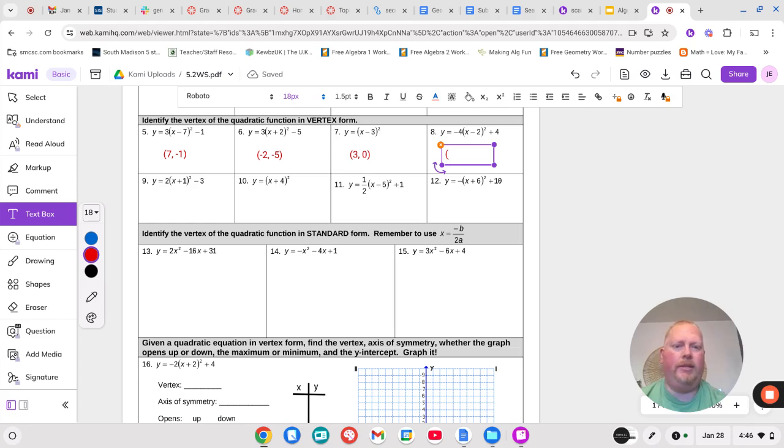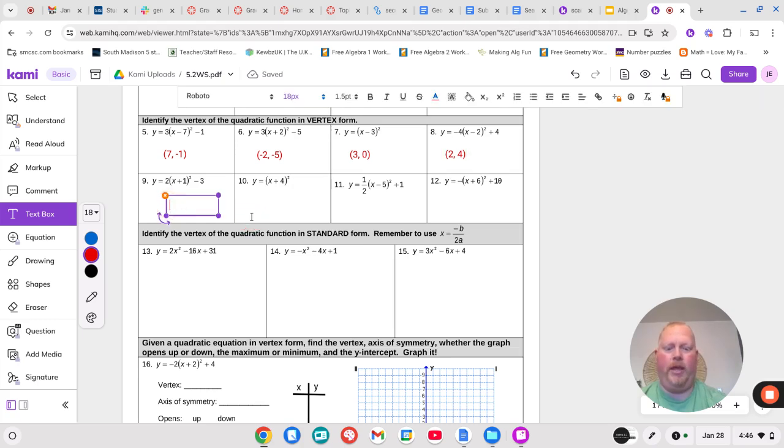On number 8, I see a -2 inside the parentheses, so I put a +2. And then a +4 on the outside, so I put a +4 in the vertex. So just like that, we're able to identify each vertex. So let's go through this. Let's get the other ones very quickly.